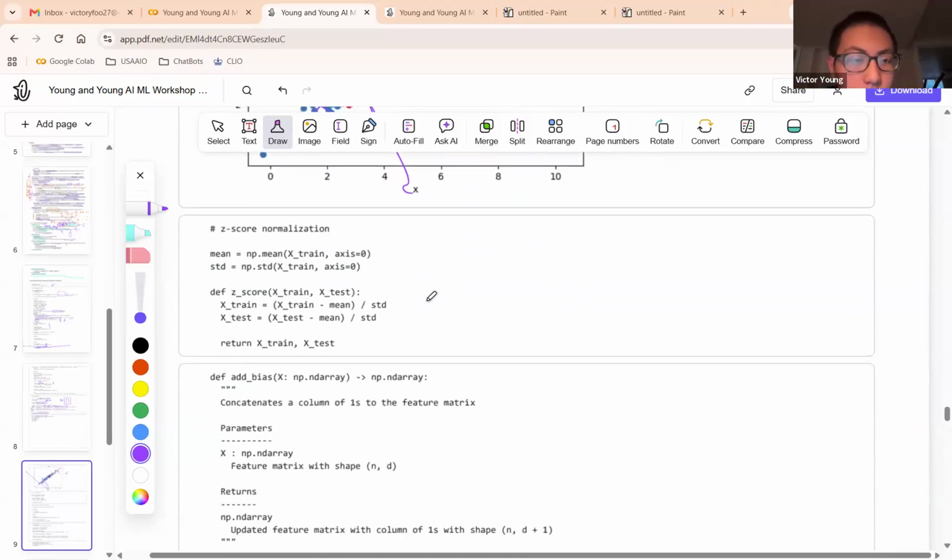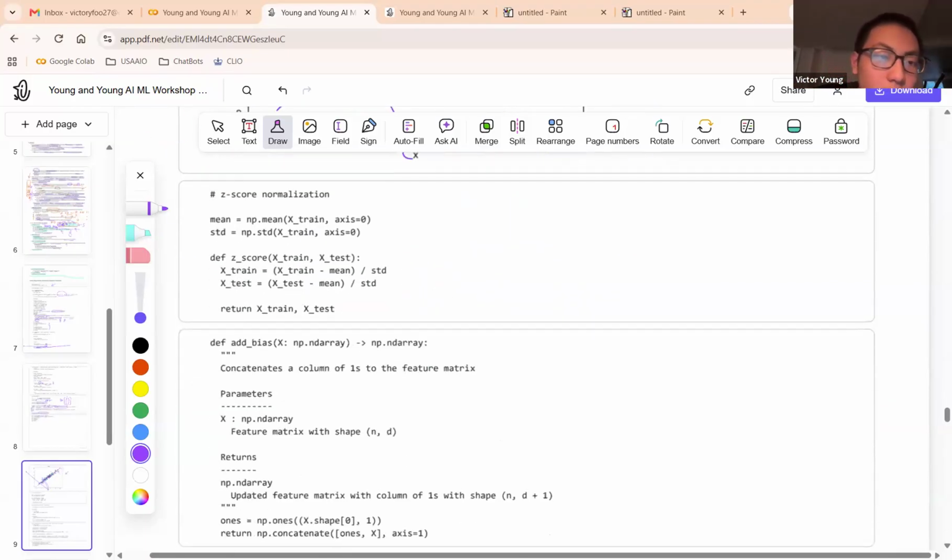All right. So next, here is z-score normalization. We defined it above. What we do is get the mean and the standard deviation for each feature, for each column. And then all we need to do is subtract it, divide. That's it. And you can see right here, the mean is on X train. The standard deviation, we get on X train.